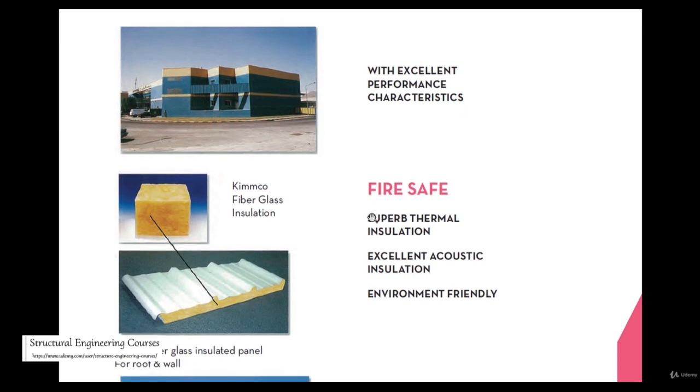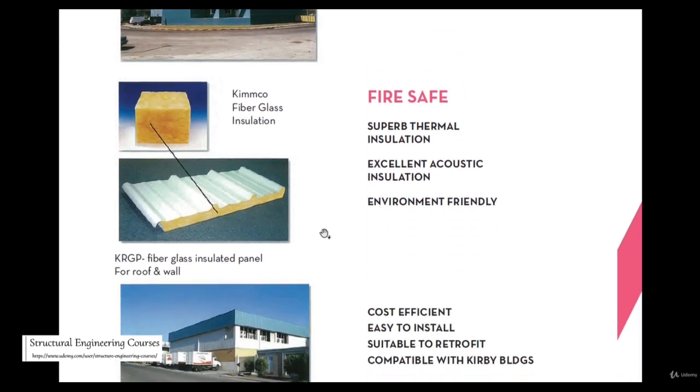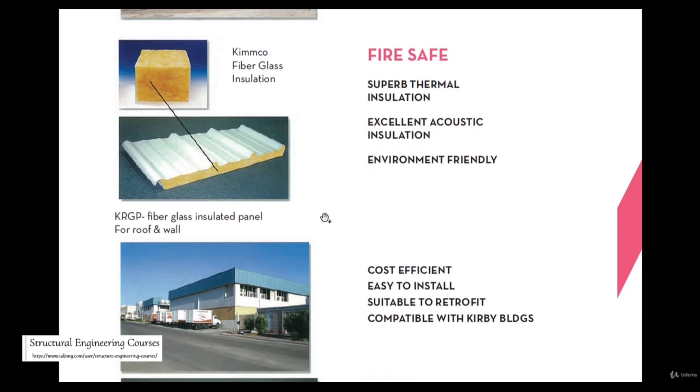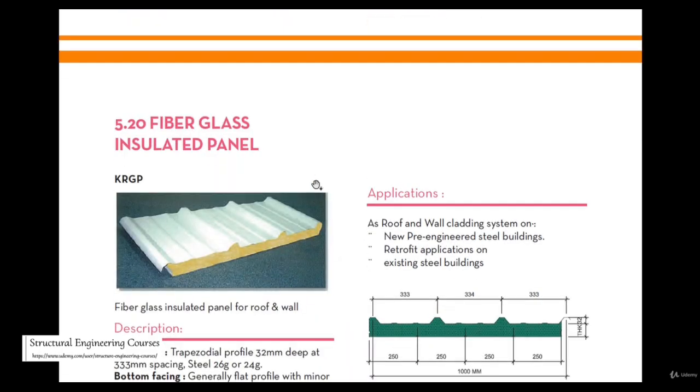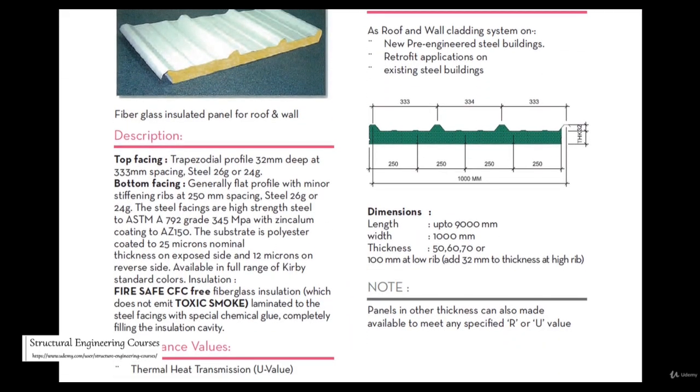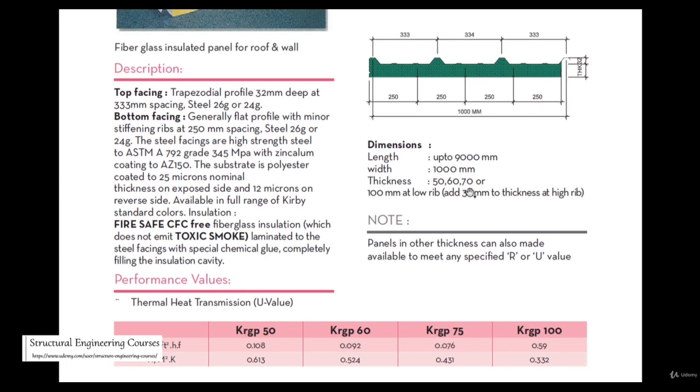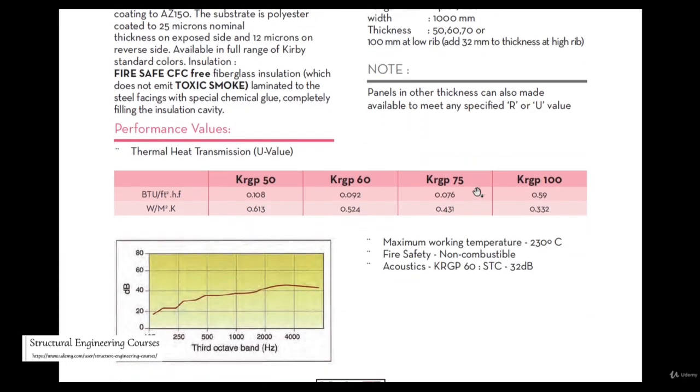These are the various sections showing the insulations. Insulation is a very important concept that most people are not comfortable with. Insulation panels are basically embedded in the panels to insulate the exterior environment from the interior environment. You can see that this is a fiberglass insulated panel for roof and wall panels, and thickness can be in the range of 50 to 60 to 70 mm. Maximum working temperature, fire safety, acoustics, all these are given here.